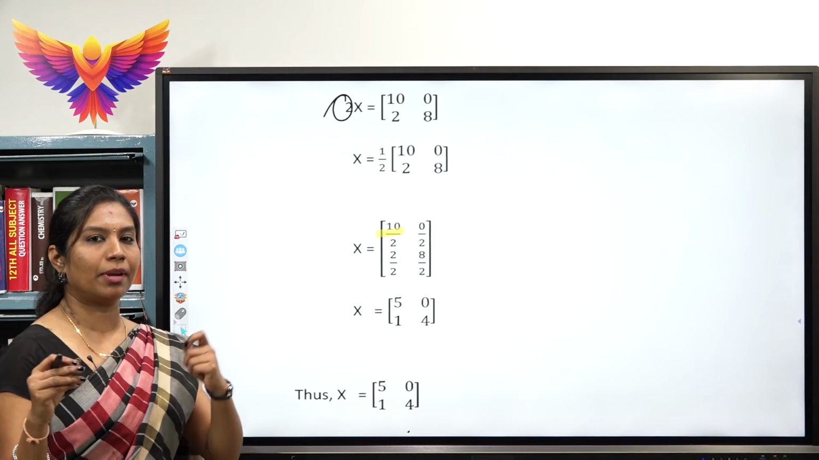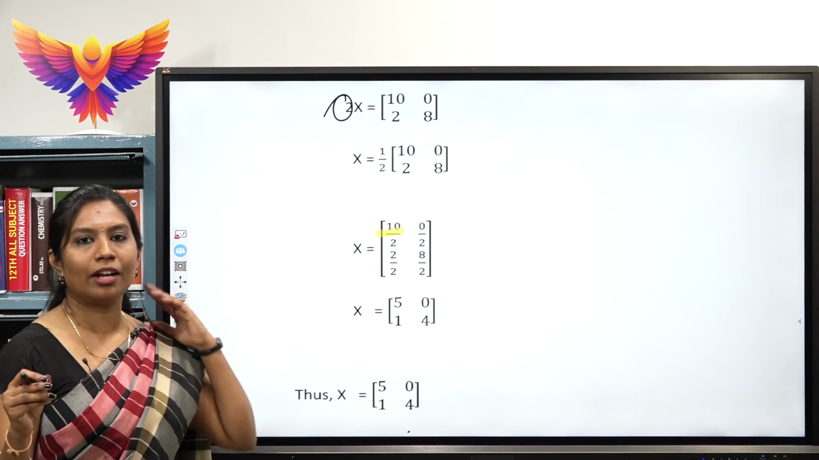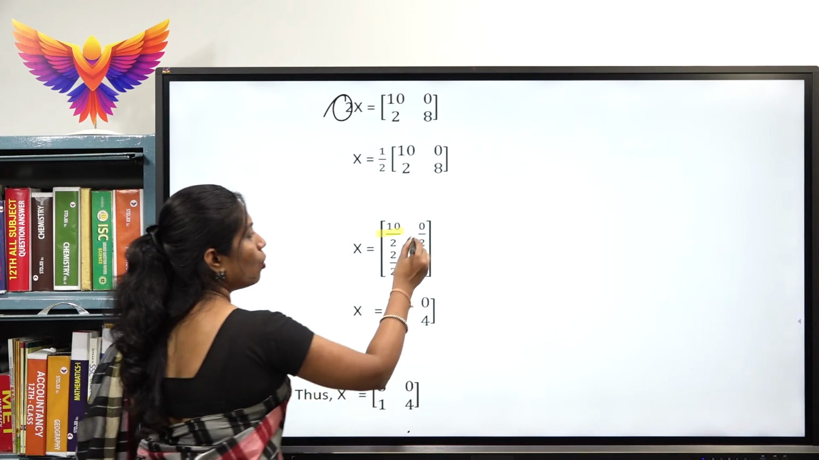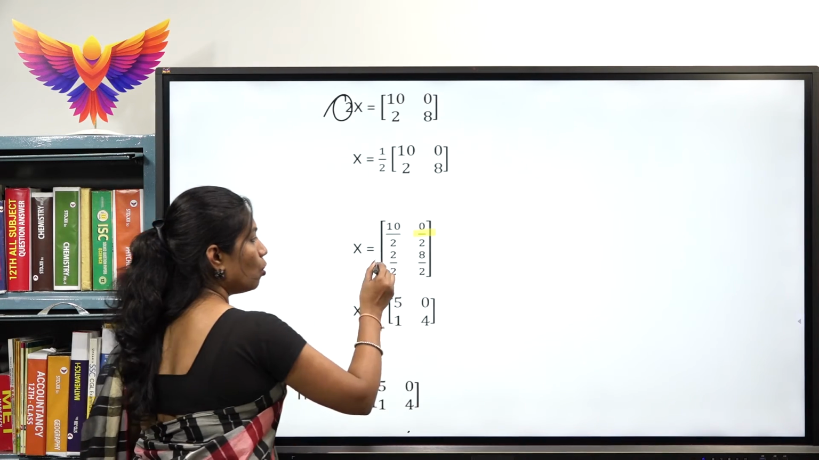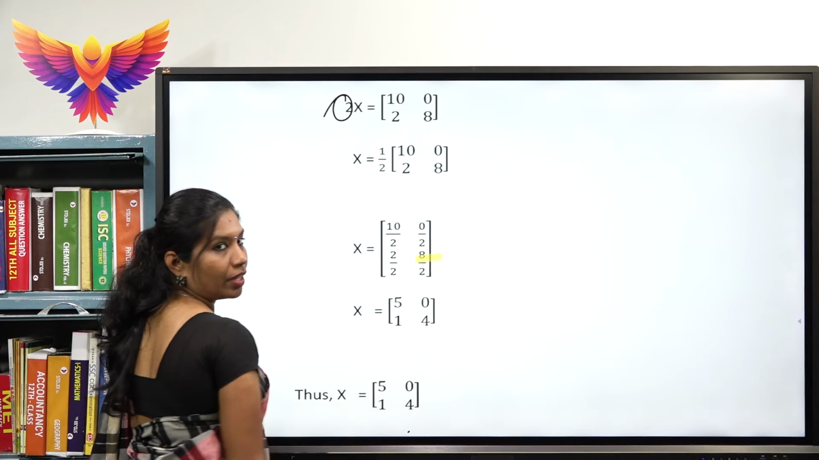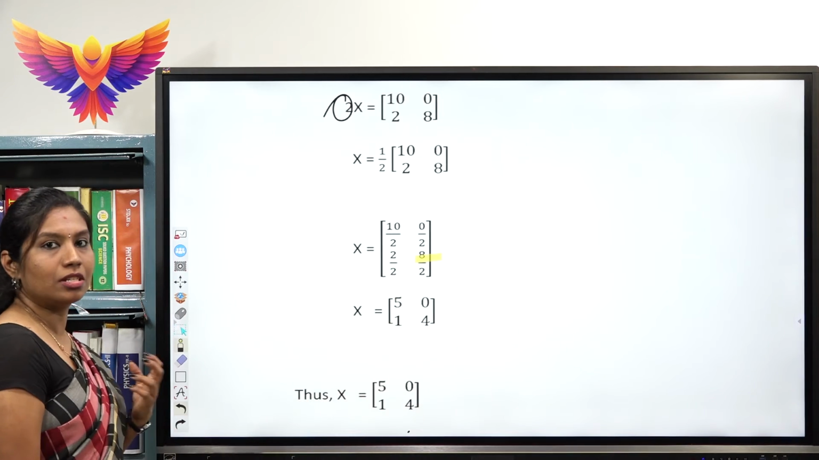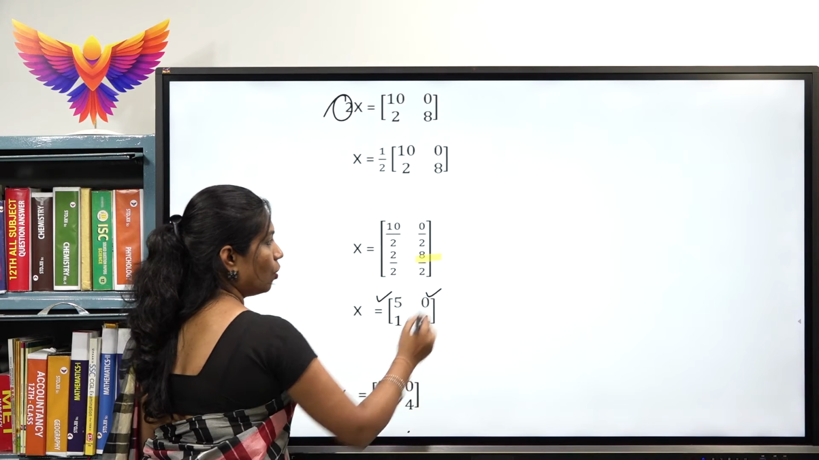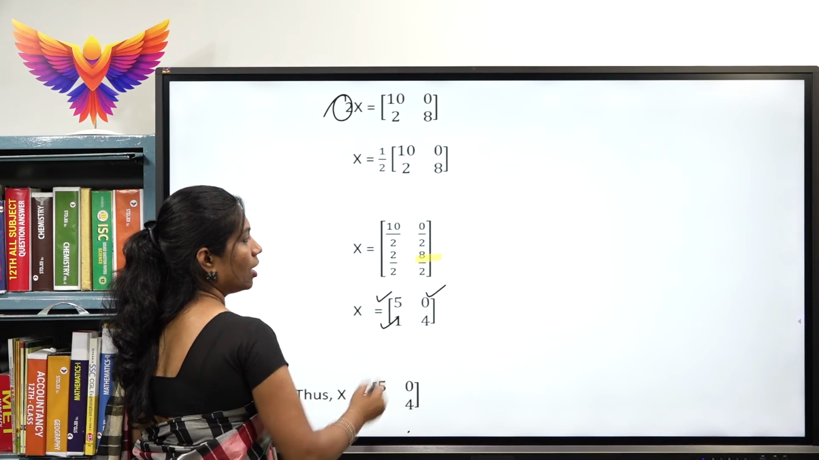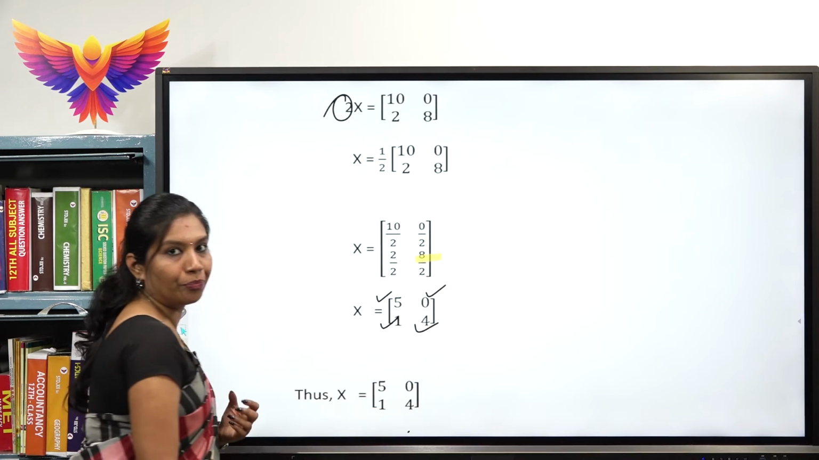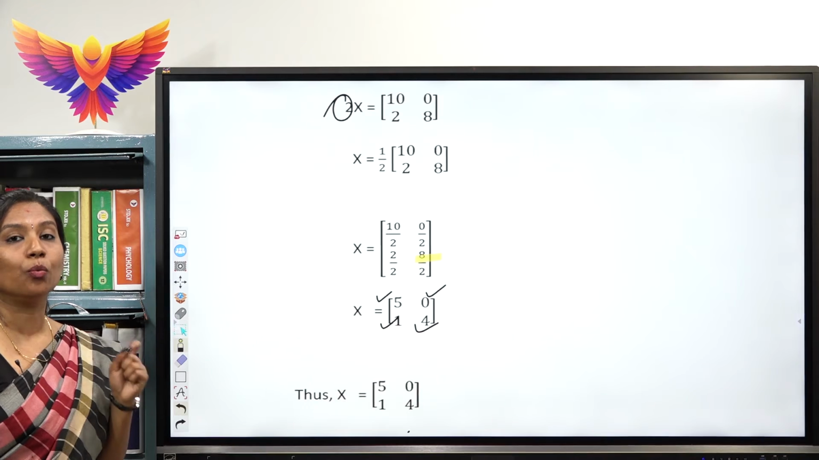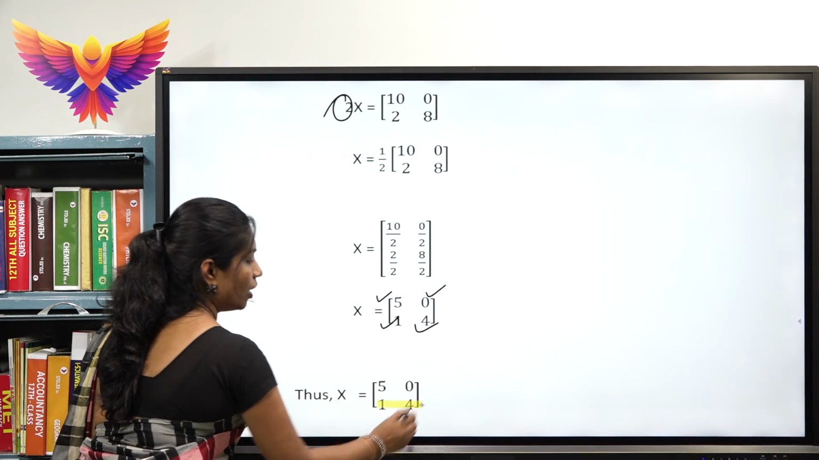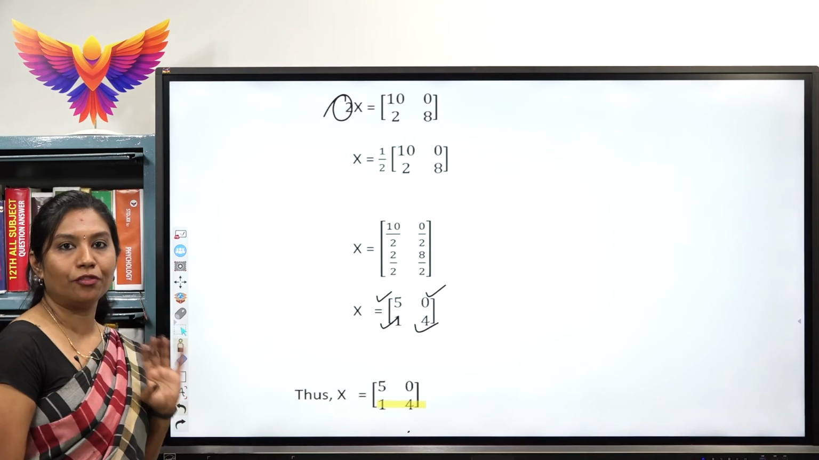Just like how you multiply by a scalar, in the same way I will be dividing by a scalar here. So it is 0 over 2 and 2 over 2, 8 over 2. When I simplify this, 10 by 2 is nothing but 5, 0 by 2 is 0, 2 by 2 is 1 and 8 by 2 is 4. I ended up with the value of x as 5, 0, 1 and 4.